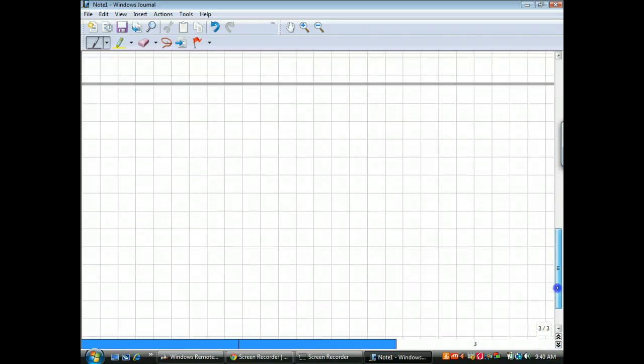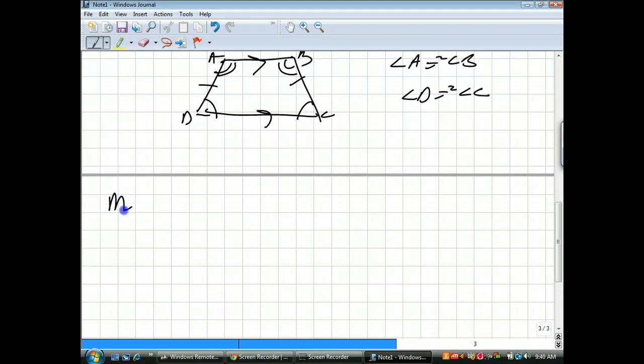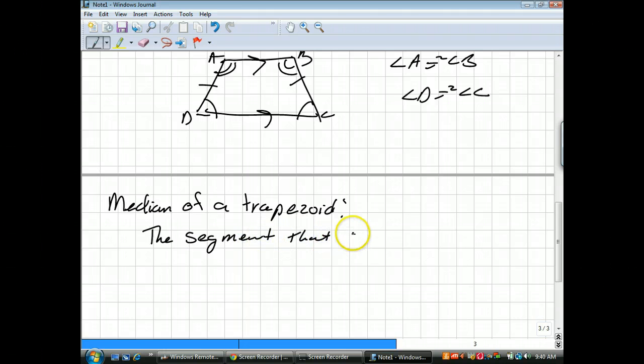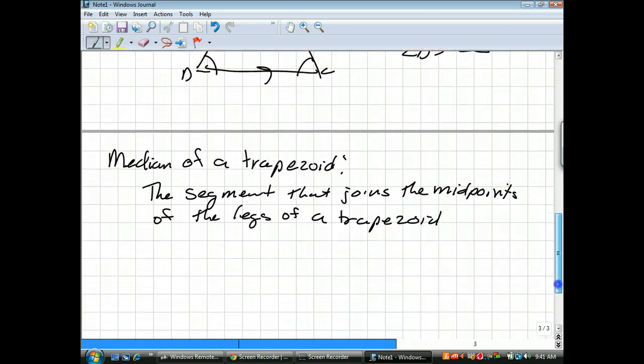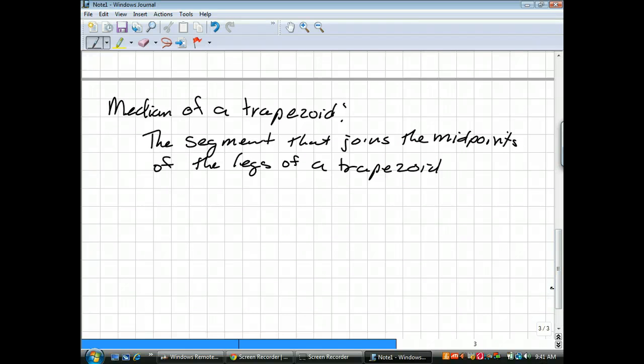Then we have another definition that is the median of a trapezoid. Okay? And the median of a trapezoid is the segment that joins the midpoints of the legs of a trapezoid. Okay, so you have to be careful when we're talking about medians, because we have two different types of medians. Okay, we have the median of a trapezoid, which we just defined.